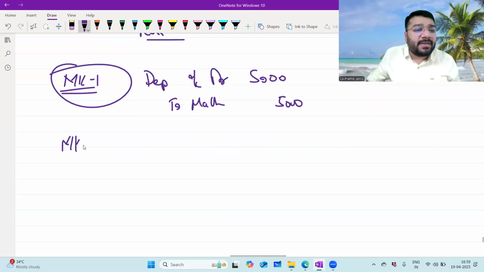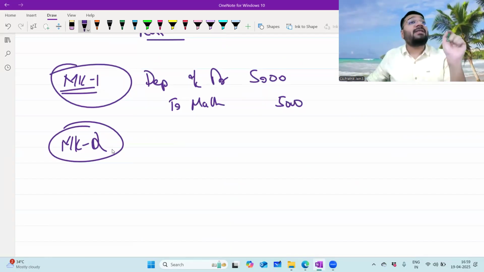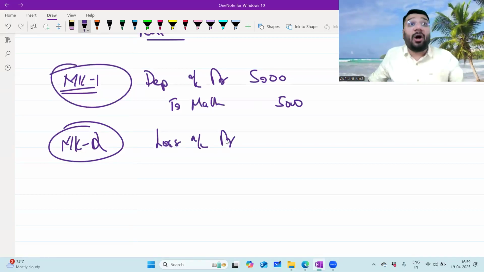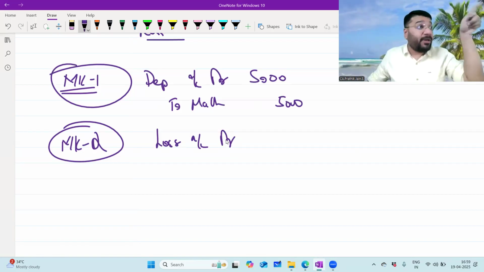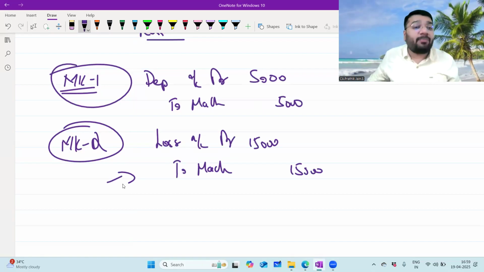Monkey 2 entry is always an entry for profit and loss. Here we have a loss. Now, what is the journal entry for loss? Loss account debit. Debit all expenses and losses. Loss is a nominal account. Debit all expenses and losses. And to machine account. How much? 15,000. Sir, why are we supposed to pass this entry?